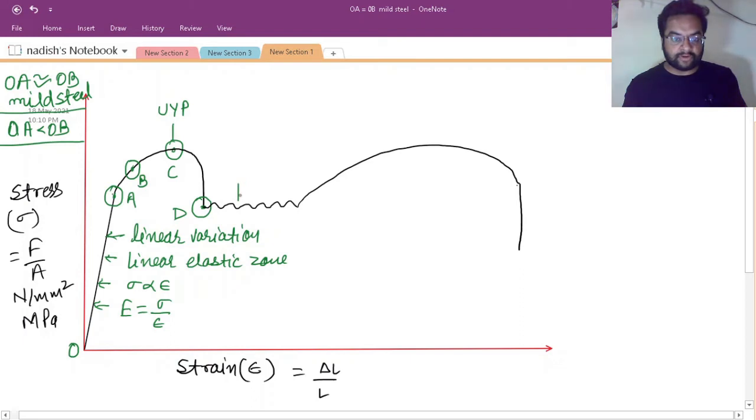This region is called the perfectly plastic region, and it continues up to point E.